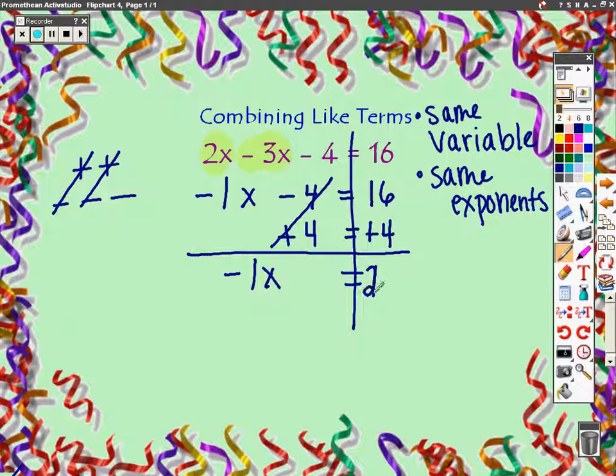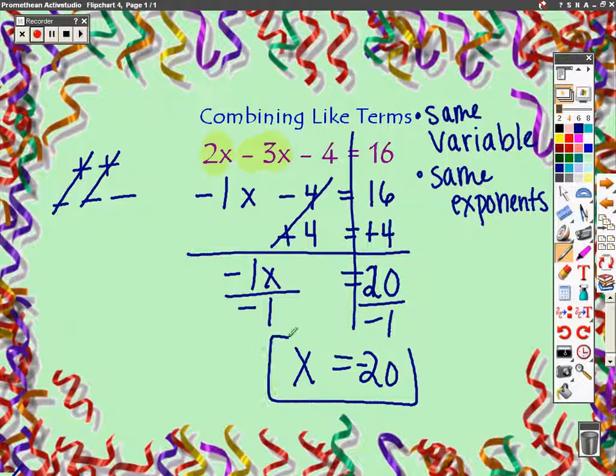20. And what do we know about my x value? In order to solve an equation, my x value must be positive. So I'm going to divide by negative 1 and divide by negative 1. X is equal to negative 20. And there is my final answer.